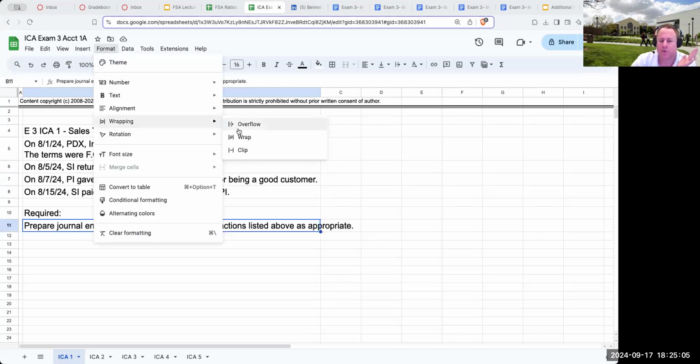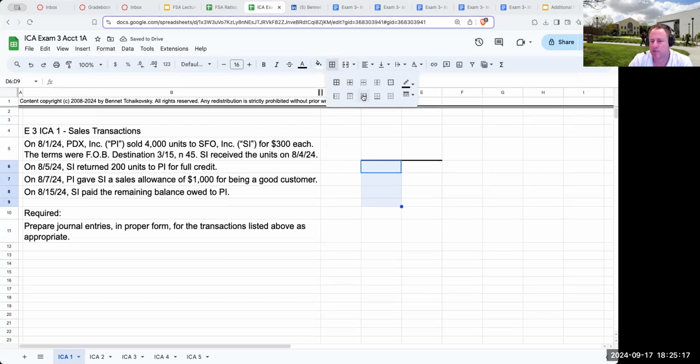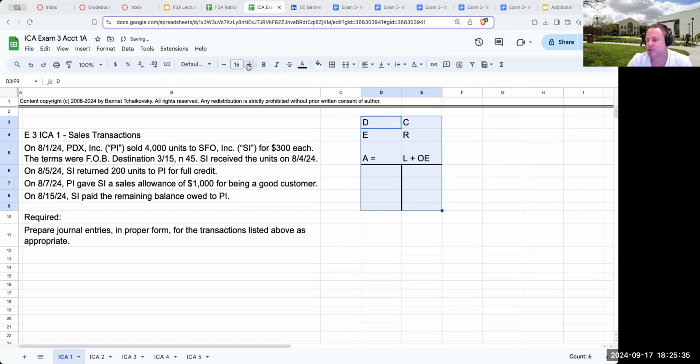So when it comes to sales transactions, let's take a step back. When we're recording any type of transaction, as we remember, you have assets equals liabilities plus owner's equity, expenses, revenues, debits, and credits, right? This should look familiar to you. An asset has a debit balance, increases with debits, and decreases with credits. Liabilities and equity accounts have credit balances. They increase with credits and decrease with debits. We record revenues with credits, expenses with debits.